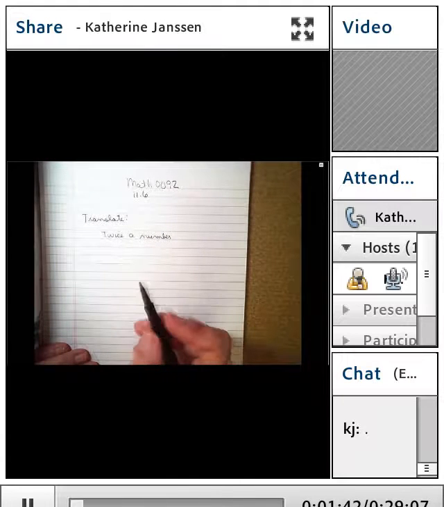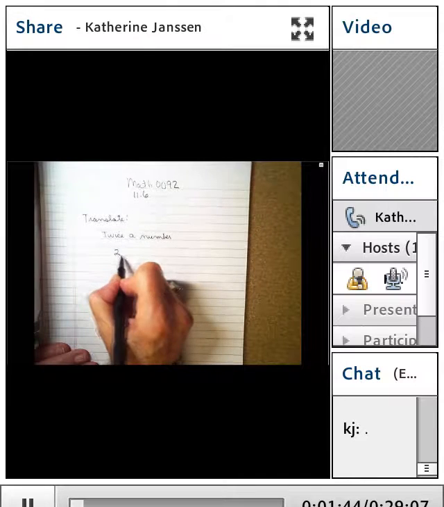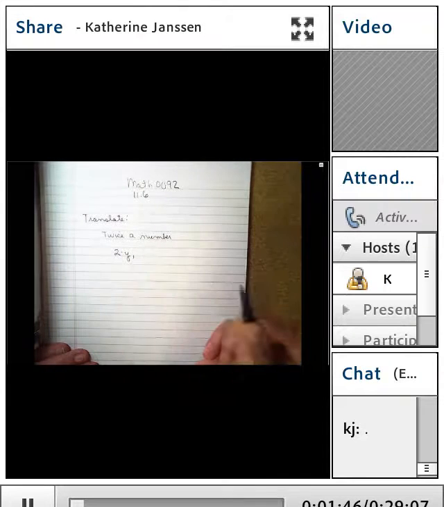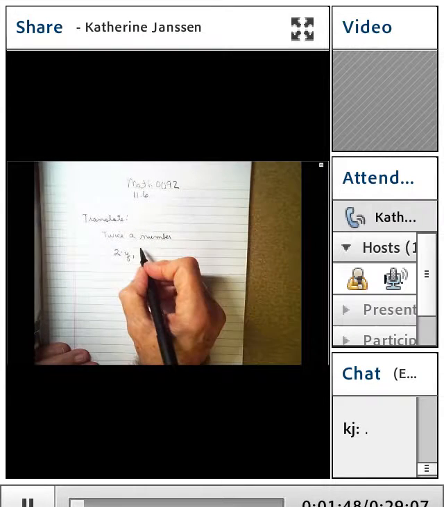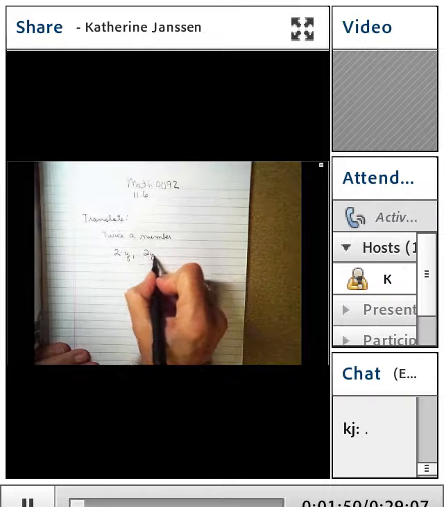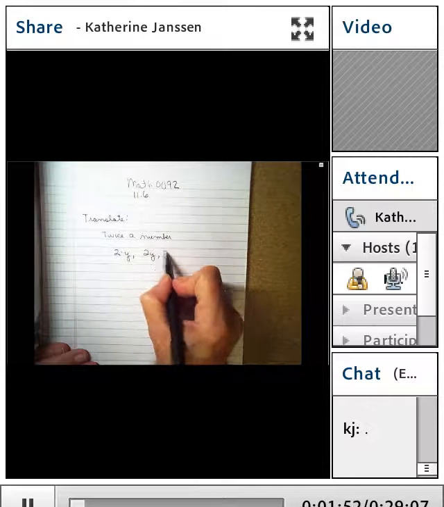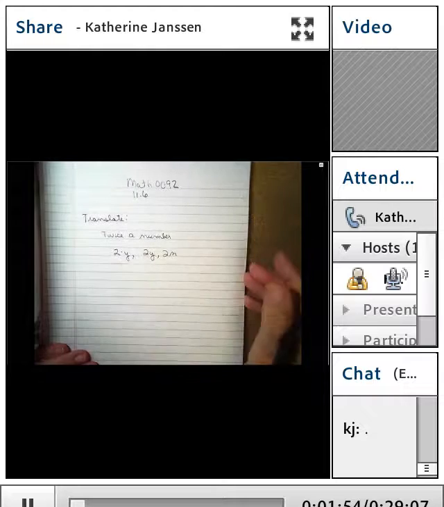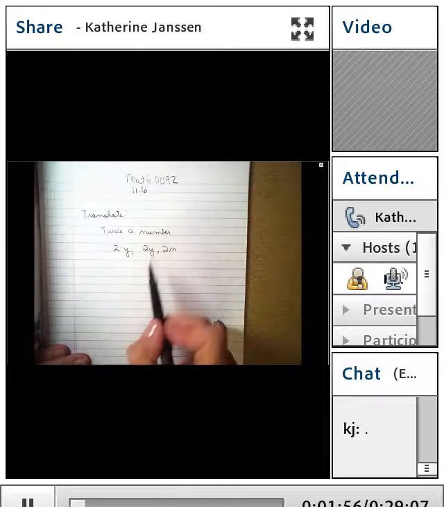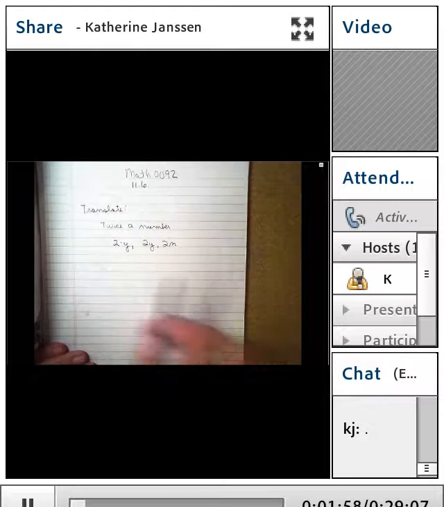Well, twice a number would mean 2 times a number. We could write that as 2y or 2n. You can choose your variable. Twice a number would be 2 times that number.